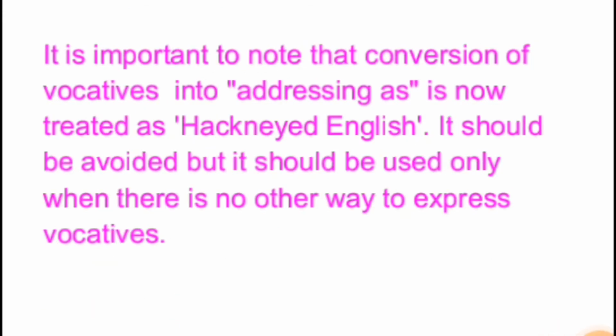Dear students, while answering two narrations, we have learned some new things and that should be considered. First of all, it is important to note that conversion of vocatives into addressing as is now treated as hackneyed English, that is obsolete or cumbrous form. It should be avoided, but it should be used only when there is no other way to express vocatives.